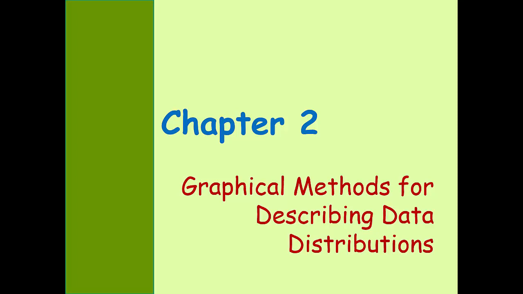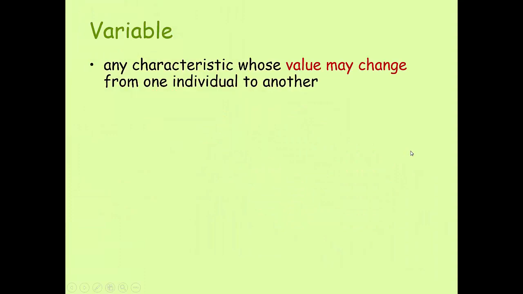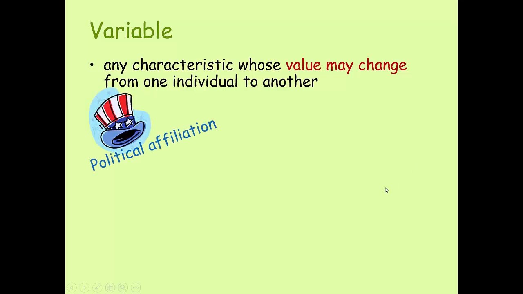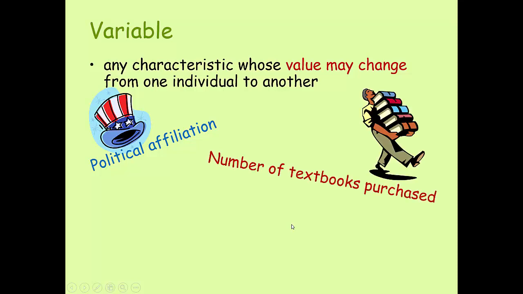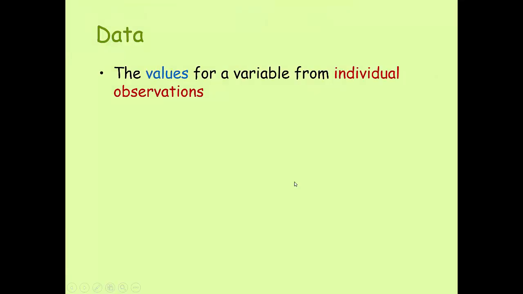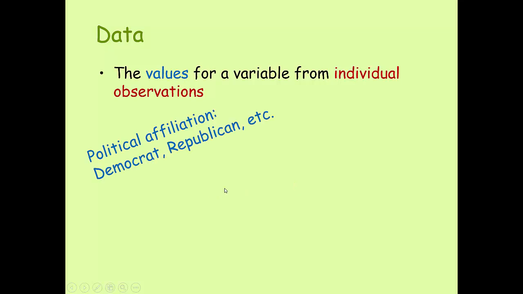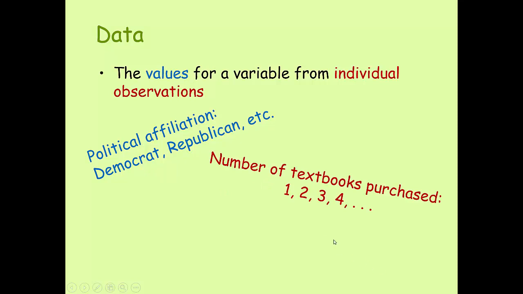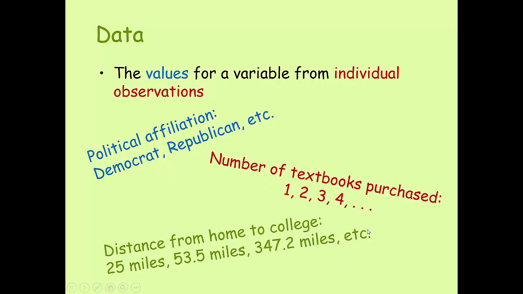Let's look at graphical methods for describing data distributions. A variable is any characteristic whose value may change. It varies from one individual to another, such as your political affiliation, number of textbooks purchased, or distance from home to college. The data are these actual values for a variable from an individual observation, such as Democrat, Republican, number of textbooks 1, 2, 3, 4, or the actual distance from home to college, 25 miles, and so on.